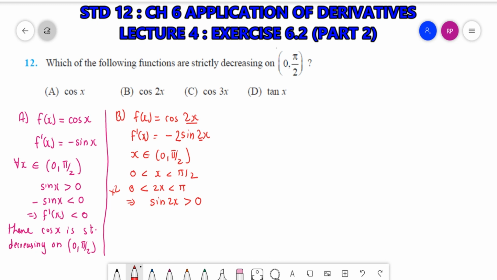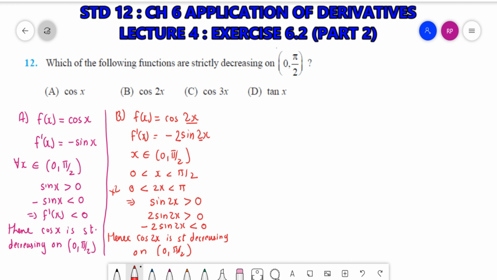So that means 2 sin x, 2 sin 2x greater than 0. That means minus 2 sin 2x will be less than 0. Hence cos 2x is also strictly decreasing on 0 to pi by 2. So I am taking only 0 to pi by 2. I had taken this for 2x, but the value of x belongs to 0 to pi by 2. Clear? This was about B.